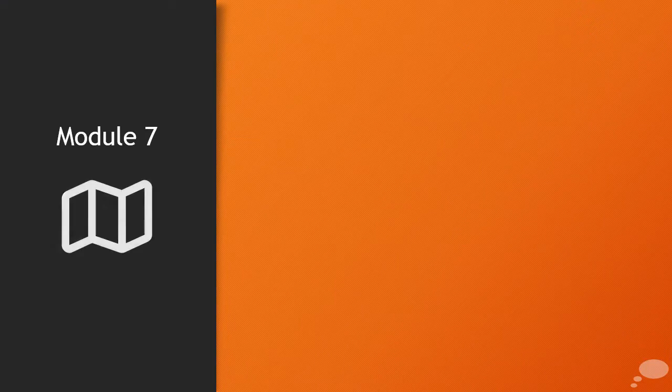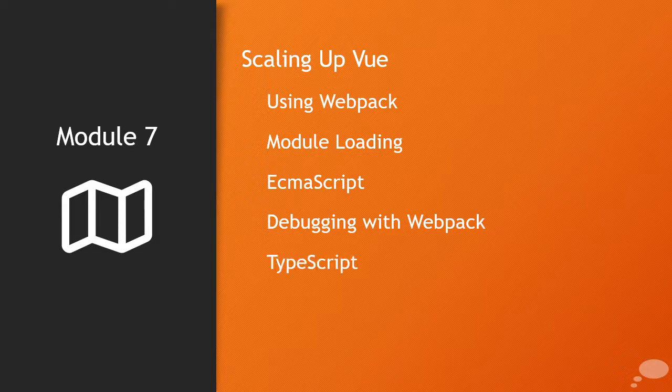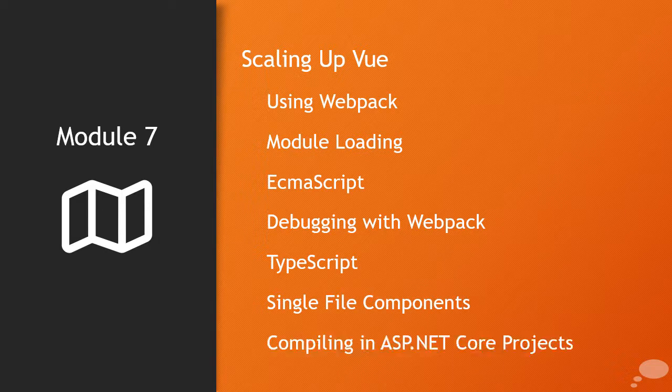In this module, we're going to talk about scaling up Vue for larger projects. We're going to begin by introducing Webpack, talk about module loading, get you to start using later versions of ECMAScript, show you how to debug with Webpack. We'll introduce TypeScript as another alternative. We'll take a look at single-file components in Vue, and then we'll talk about turning on compilation in ASP.NET Core projects. Let's get started.